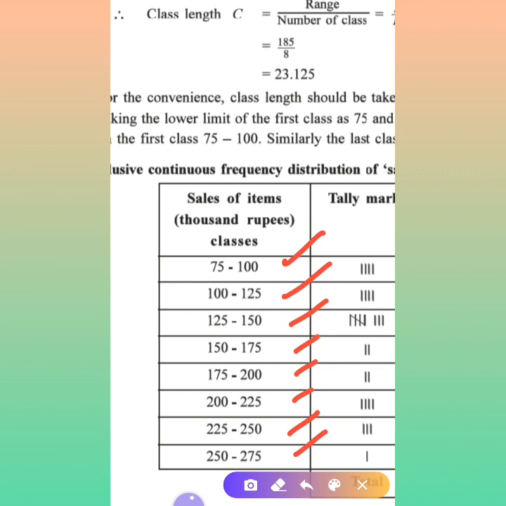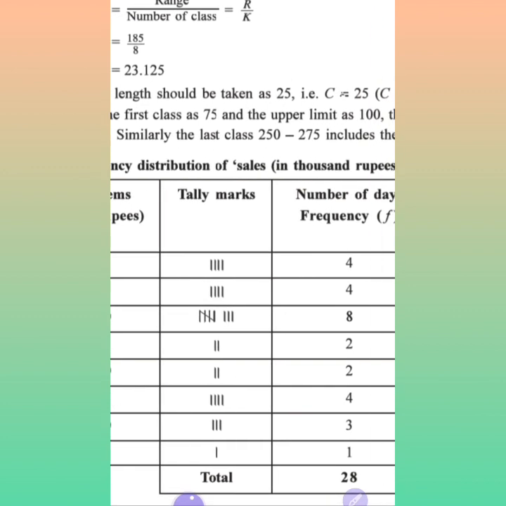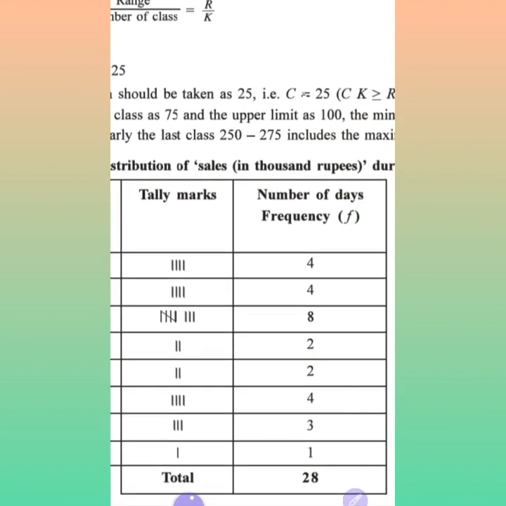So that is how you prepare the classes. Now what you would do is put up the tally marks from the sum, and with the help of the tally marks you put up the frequency, that is the number of days. Over here, if we count the marks, there are 4 marks, so the frequency is 4.